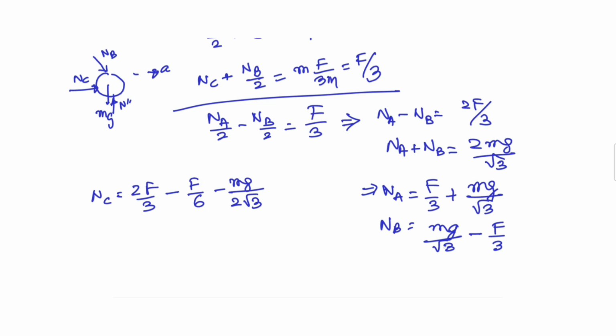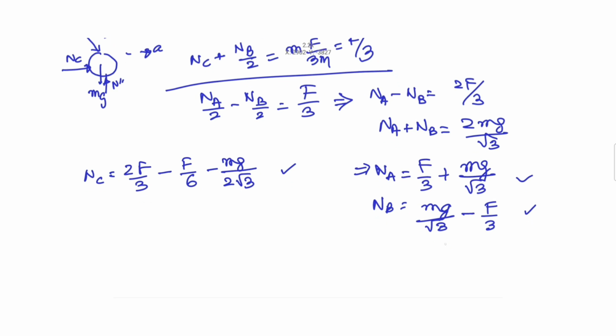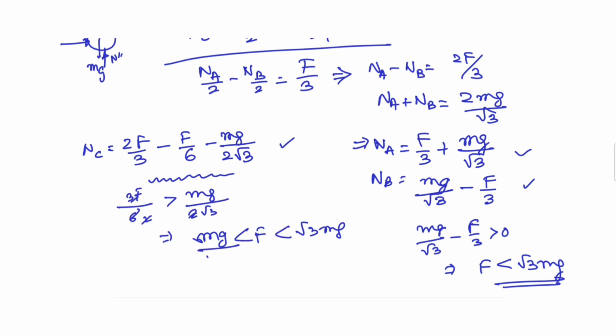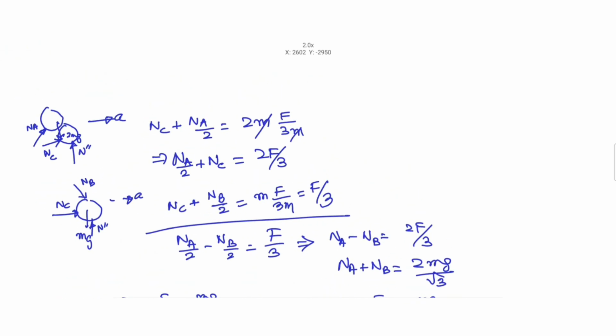Now for it to not lose contact, all these NA, NB, NC must be positive, because our object loses contact when the normal reaction is equal to 0. So normal reaction must not be equal to 0. For that we must have mg by root 3 minus F by 3 positive. That is, F must be less than root 3 mg. That is the first condition, and the other thing must also be positive. So F must be less than root 3 mg and greater than mg divided by root 3, and that is our required answer for this question.